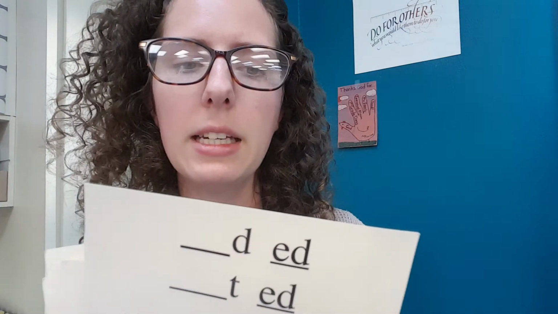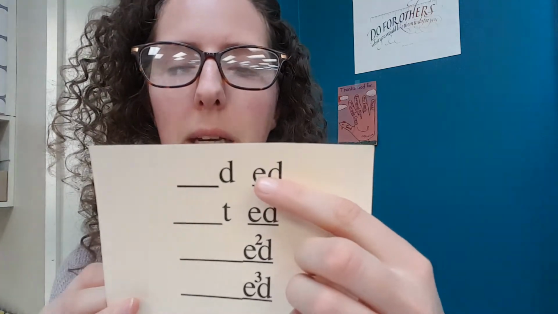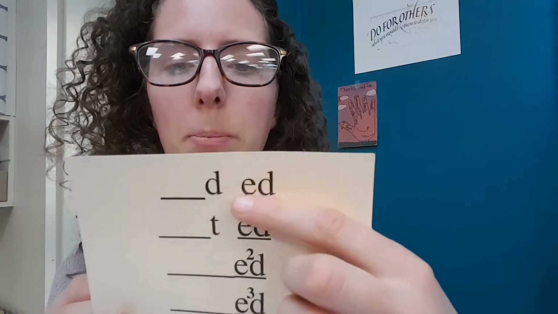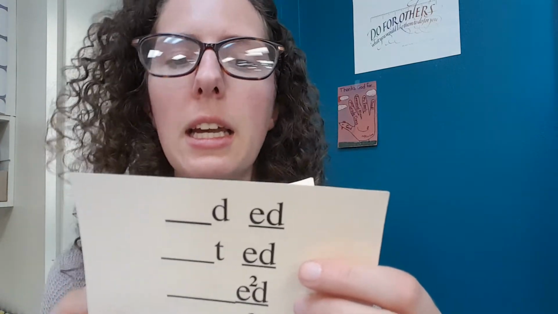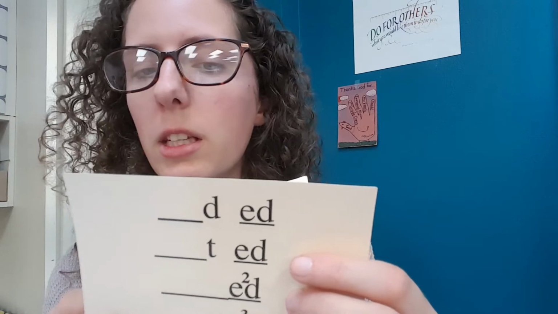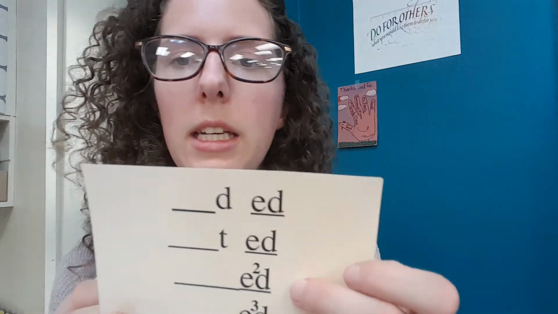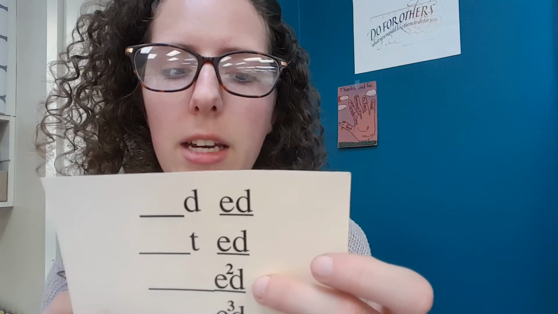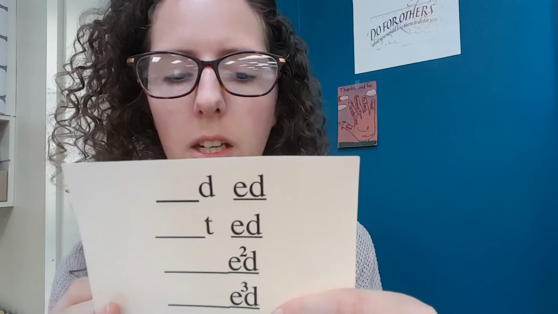Ed, past tense ed, forms another syllable if the base word ends with a D or a T. So let's try that again to make it more fun to say. ED, past tense ED, forms another syllable if the base word ends with a D or a T. If not, ED sounds like either a D or T.